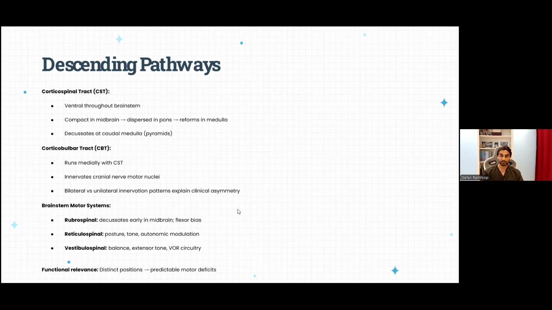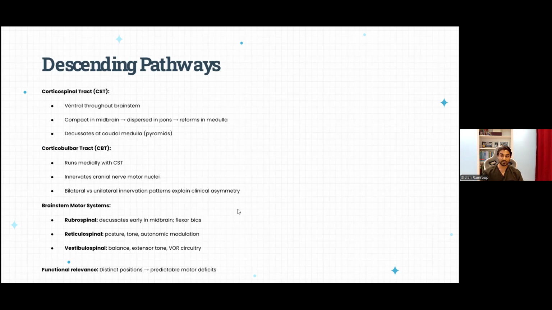Next, we move on to the descending pathways, which are responsible for voluntary movement, motor control, posture, and tone. The emphasis here is on positional anatomy and clinical consequence, because that's what matters when we're trying to localize lesions. So one, the corticospinal tract, responsible for voluntary limb movement, travels ventrally throughout the entire brainstem.